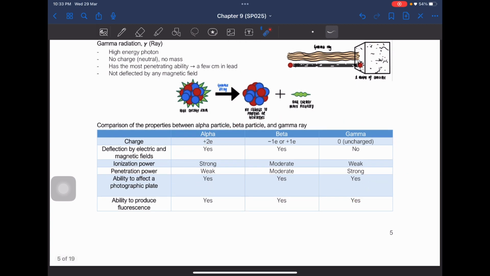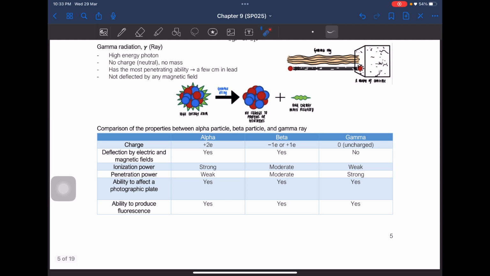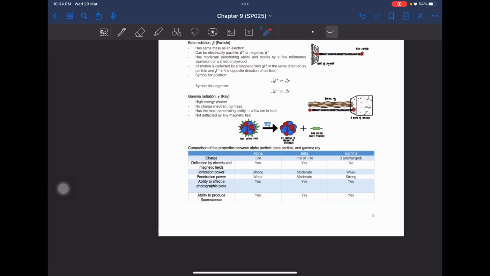Basically, deflection by electric and magnetic fields is only for alpha and beta. Gamma is unaffected. The ionization power for gamma is weak, but the penetration power is the strongest. All three have the ability to affect a photographic plate and produce fluorescence.